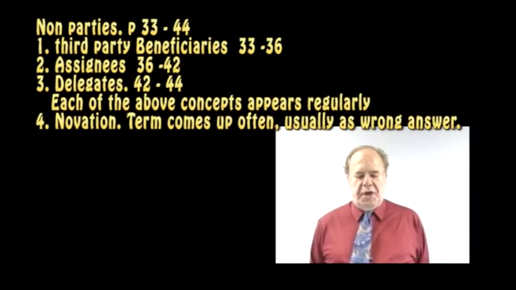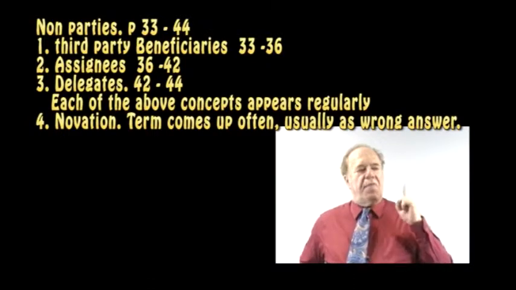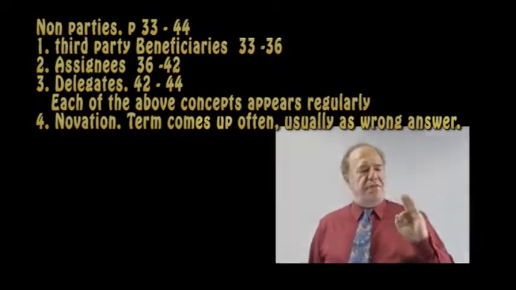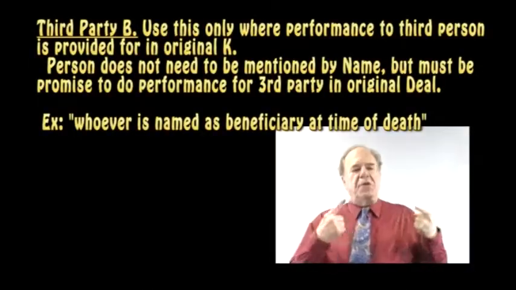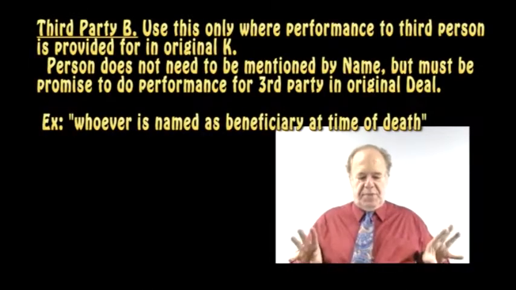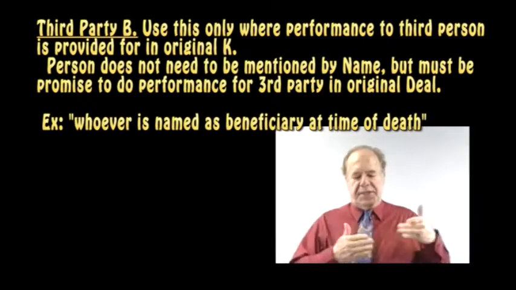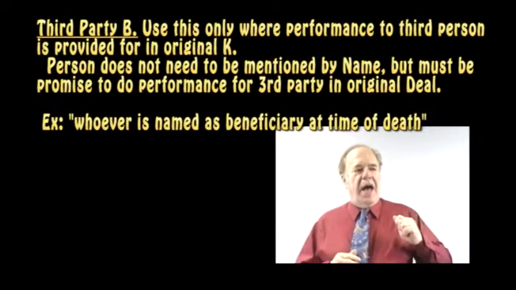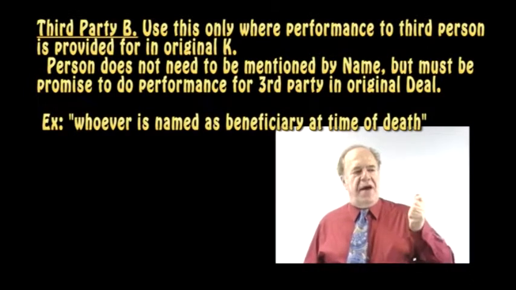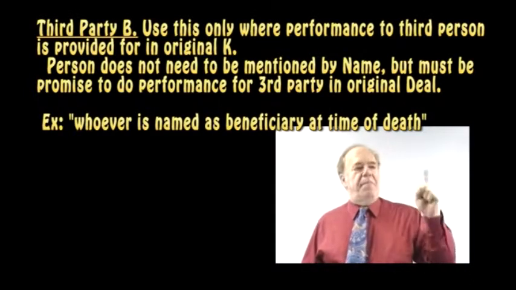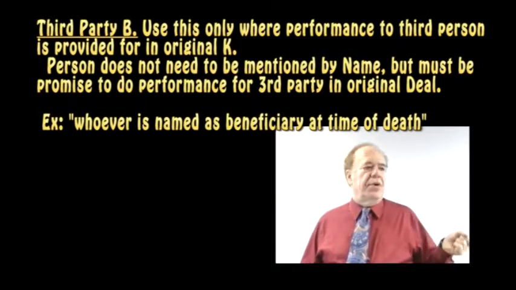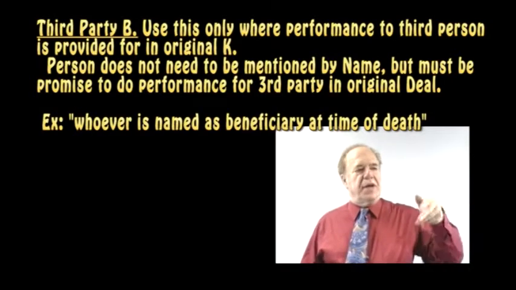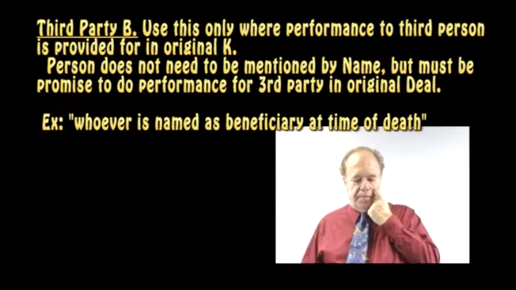Third-party beneficiaries, who are they? They are persons who are named or provided for, even if not by name, in the original contract itself. That's how you know it's a third-party beneficiary rather than an assignment or a delegation. In the original contract, I contract to paint your house for $5,000, and I say, and pay the first $2,000 of it to my daughter, Rachel. Rachel is named in the original contract as a third-party beneficiary.